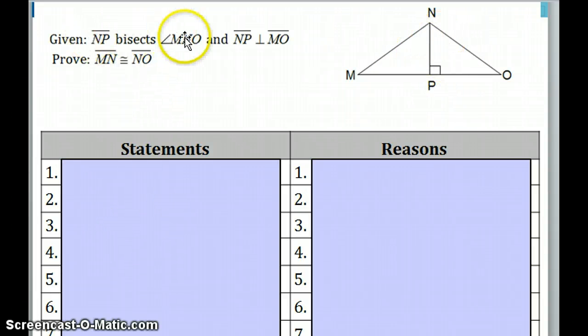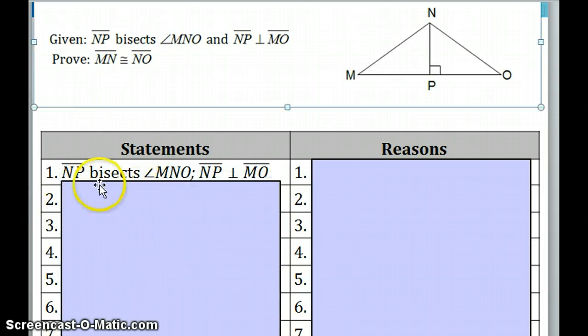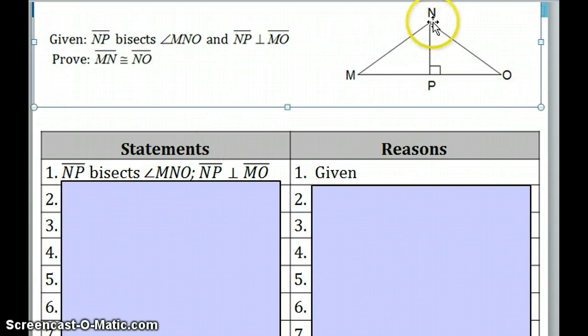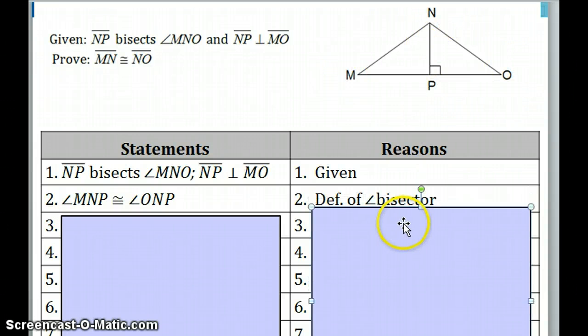All right, so if we start with this given, I'm going to put all the givens in one here. We have NP bisects angle MNO, and NP is perpendicular to MO. Those are the givens. This angle bisector is going to tell me my next statement before I move on to talk about this one. An angle bisector will always tell you a pair of congruent angles. In this case, MNP and ONP. And that's just by definition of angle bisector.